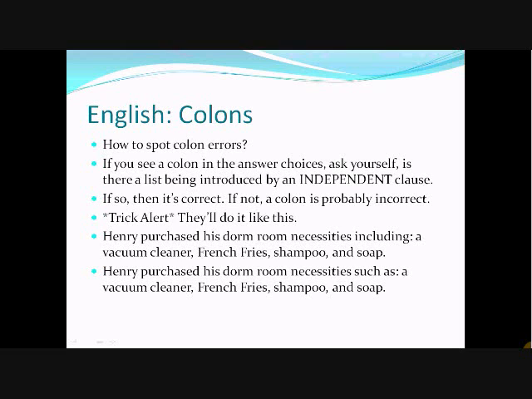How do you spot colon errors? If you see a colon in the answer choices, ask yourself, is there a list being introduced by an independent clause? If so, then it's correct. If not, it's probably incorrect. And as another trick alert, which we talked about in the previous slide, "including" makes that independent clause a dependent clause, thus you can't use a colon after it.